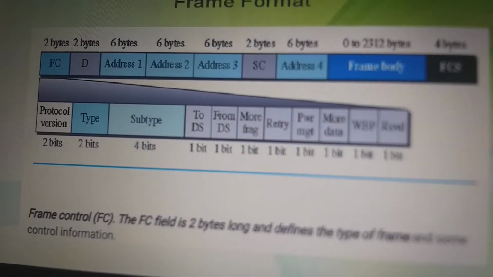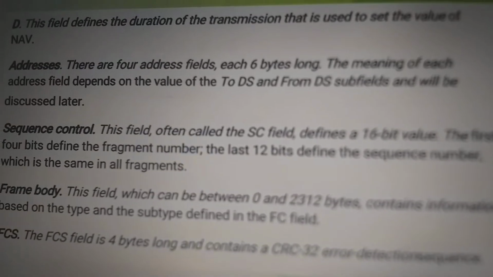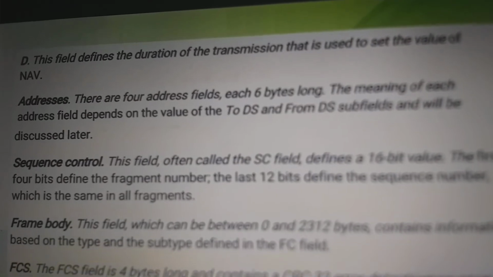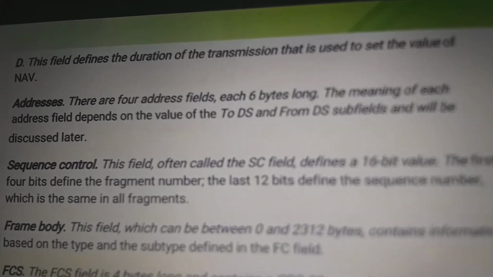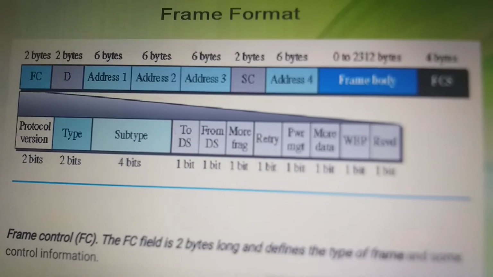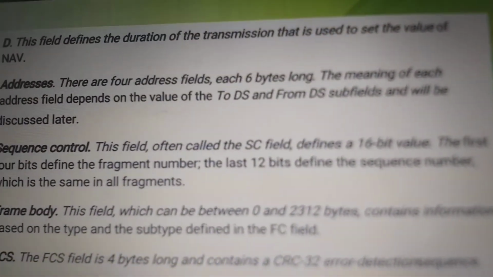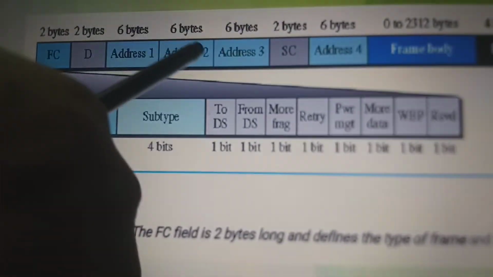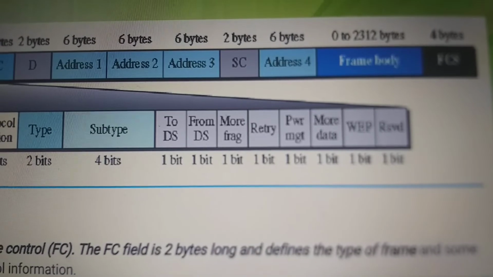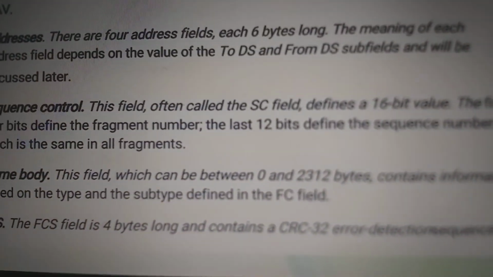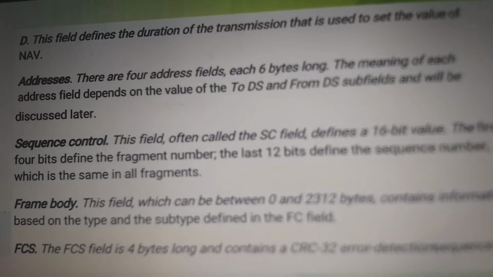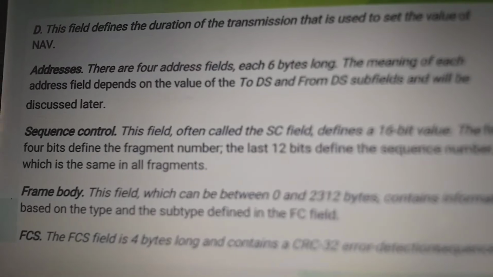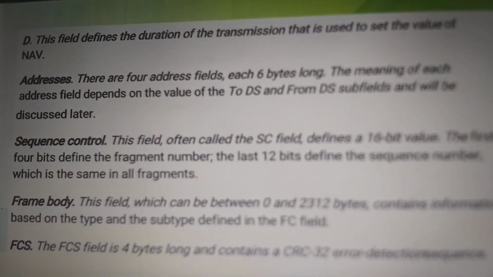Next we'll see about D. This is the field that defines the duration of the transmission, which is used to set the value of NAV. Then the next field is addresses. Now we'll see this address field. There are 4 address fields, each 6 bytes long. You can see address 1, address 2, address 3, address 4, each 6 bytes long. The meaning of each address field depends on the values of the to DS and from DS fields and will be discussed later.